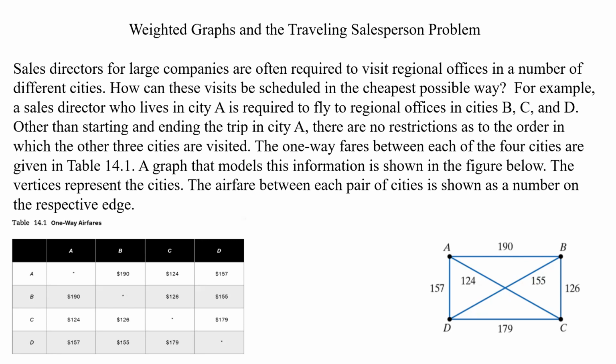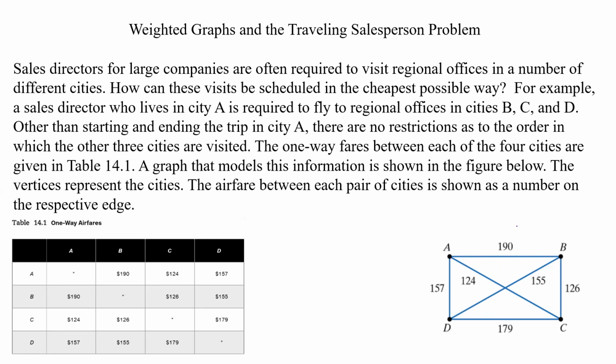For example, if we have a sales director who lives in city A, and if we're looking at a graph, we'd be starting down here, and he's required to fly to regional offices in B, C, and D, and that's the other three offices. Other than starting and ending the trip in city A, there are no restrictions as to the order in which the other three are visited. So we could go A, B, C, D, and back to A, or we could go A, D, B, C, back to A. It doesn't matter which order we do that in.